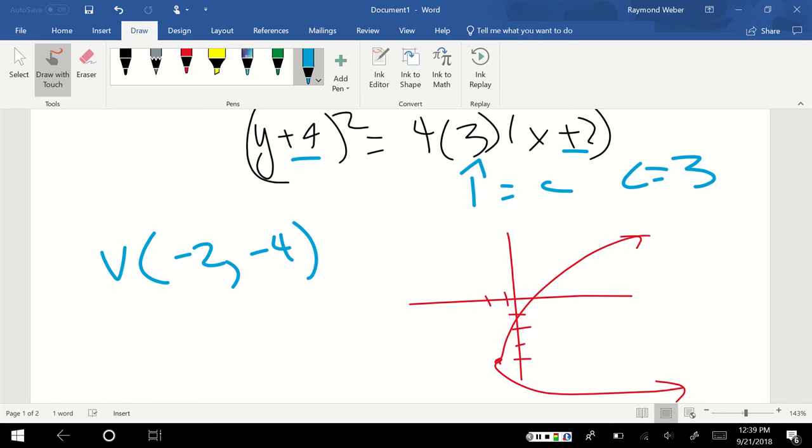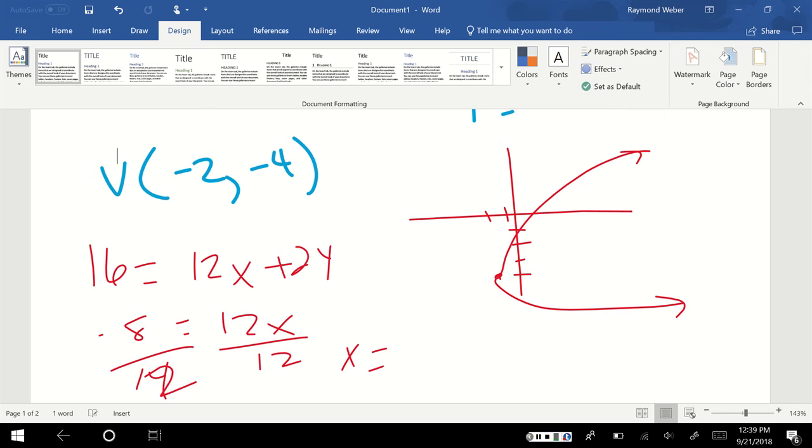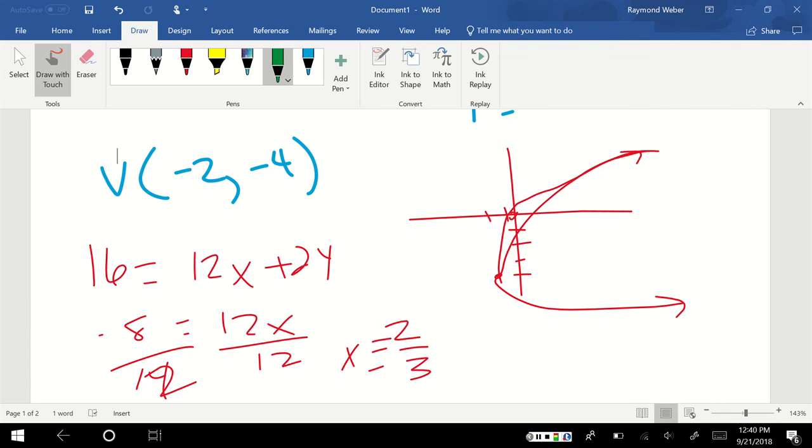I can find my x and y intercepts the same way I found everything else. To find this x-intercept, I set y equal to 0, and I get 16 equals 12x plus 24. Then I solve: -8 equals 12x. Divide by 4, I take a 4 out of that, and that's a 2, and that's a 3. So x is -2/3. Okay, obviously I don't draw very well, so this goes more like that.